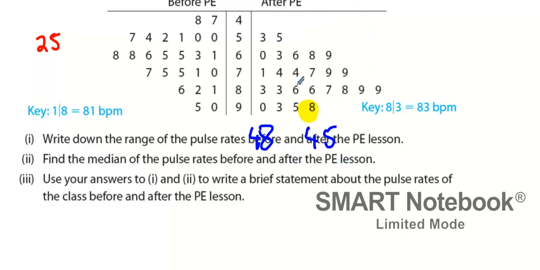Okay, guys. Next one. Okay, I had to count these. 1, 2, 3, up to 25. People who did the PE test before and after, it's the same amount of people. 25 on each side. Is that okay?